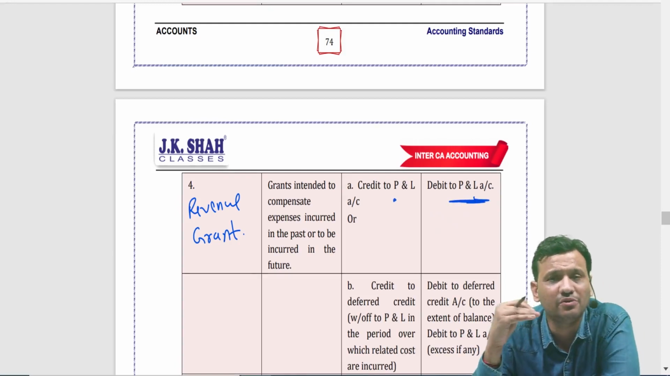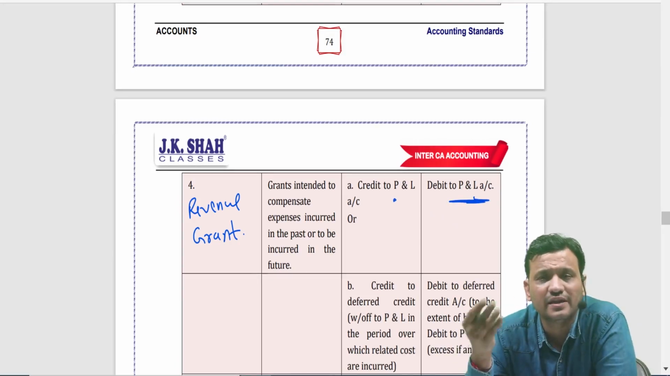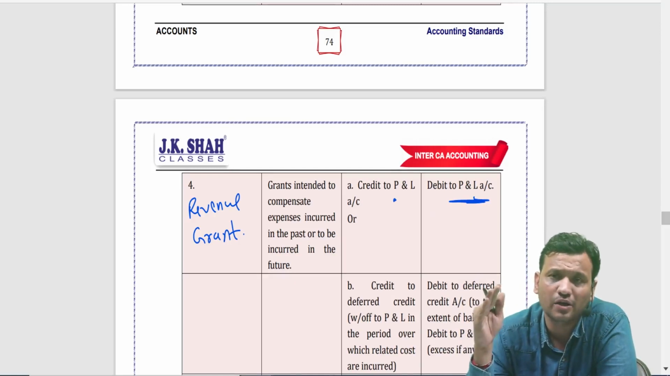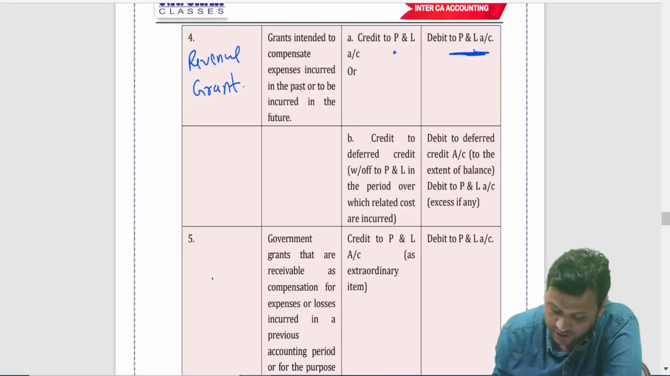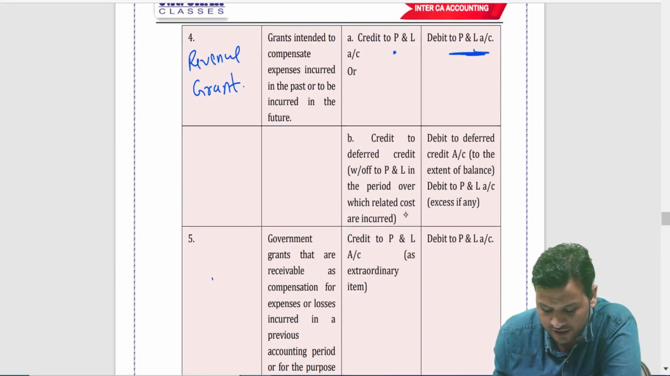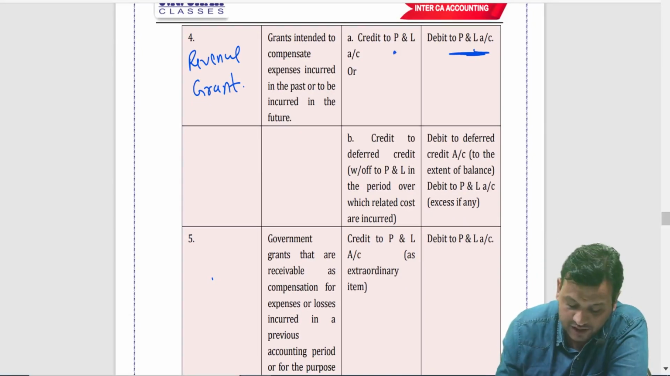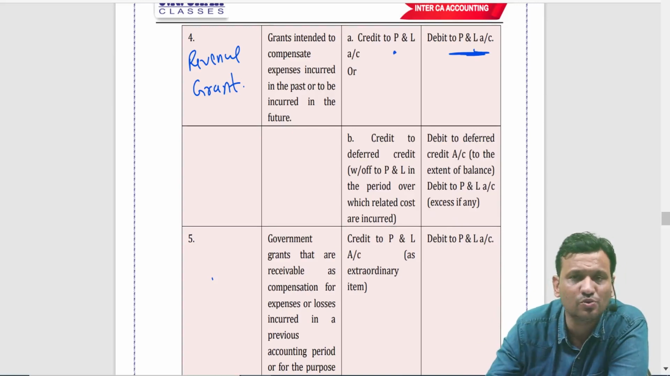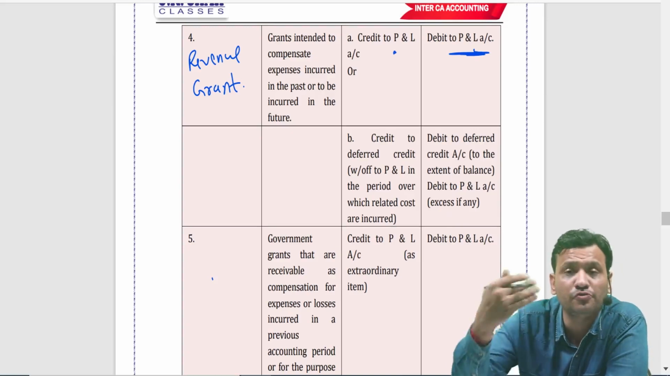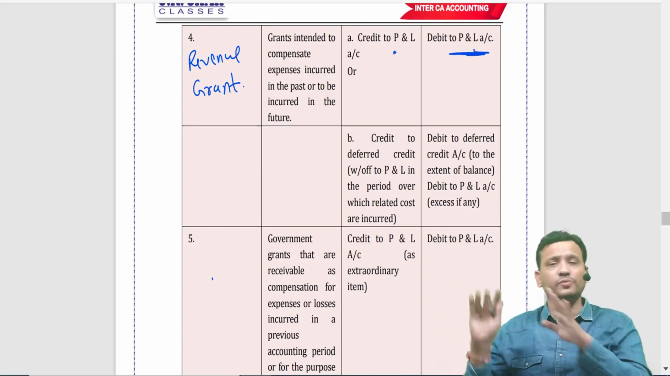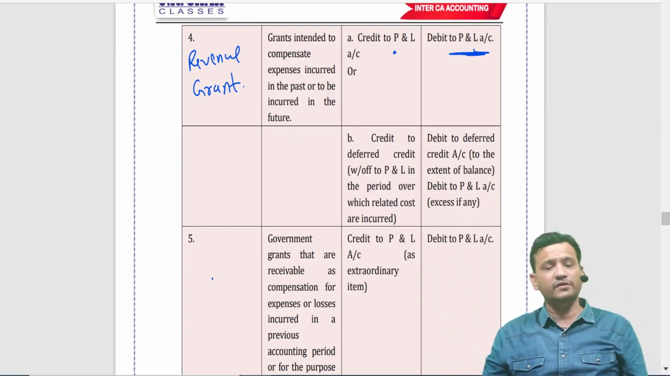But if I have received grant for future expenses, then I should credit it to DGG account, deferred grant, and that deferred grant will be amortized or written off to P&L. So credit to deferred credit written off to P&L in the period over which related cost is there, and debit to deferred credit account to the extent of available balance, of course. So within revenue grant you have two parts. If it pertains to current year, then credit P&L. If it pertains to future year, credit deferred government grant, and that deferred government grant will be transferred to P&L over the period in which the costs are incurred.